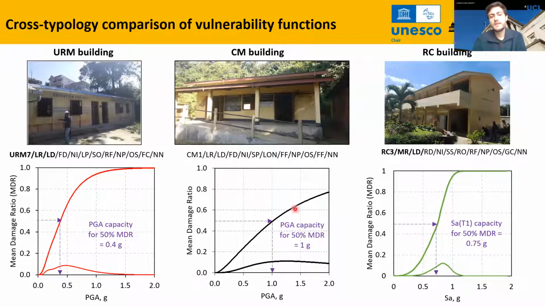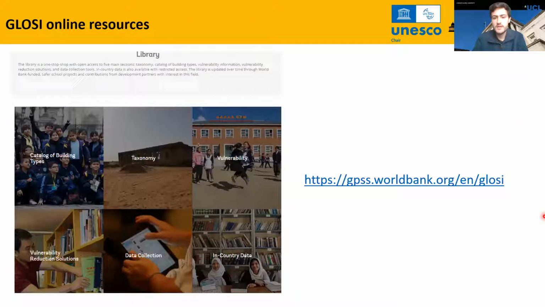You can see here that the slope is lower in comparison to the unreinforced building, and you can also compare with the RC building that we did in this example, where you will need around 0.75 g as spectral acceleration to obtain that 50% mean damage ratio. So this is a way of characterizing the behavior, to see how a particular building will respond against a particular hazard, that in this case is the seismic hazard.